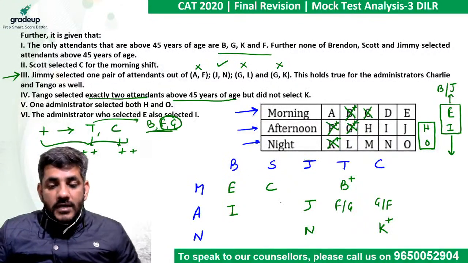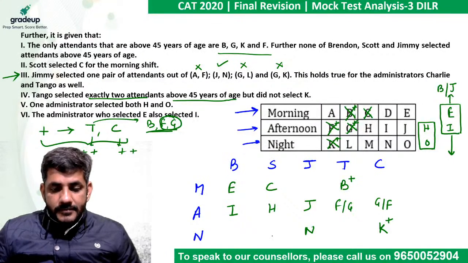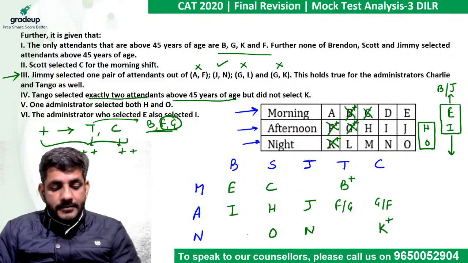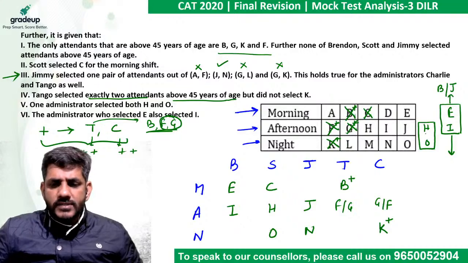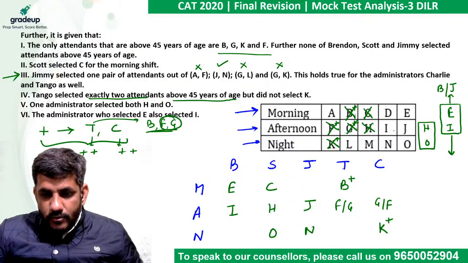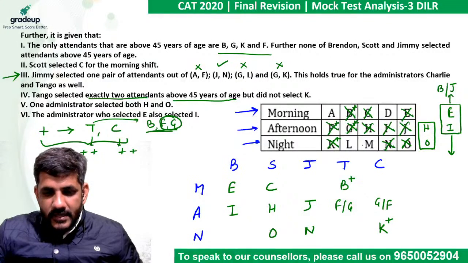Where would H and O come? H and O will come with Scott. H and O, they are going to come with Scott. There are no other possibilities. वो सारा बना लिया हम लोगों ने, ठीक है. So we have used H and O, we have used E and I, ये सब कर लिया हम लोगों ने. यहां से J select हो गया है, N select हो गया है.